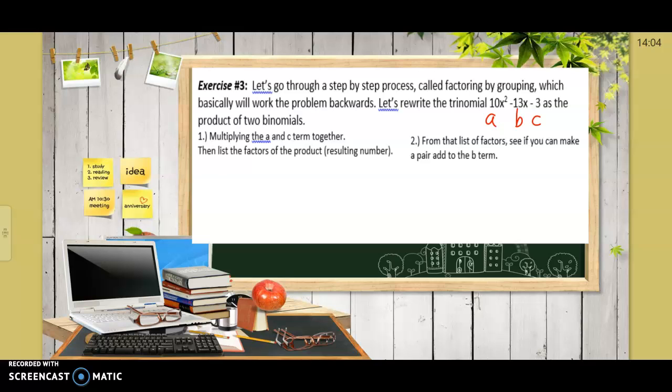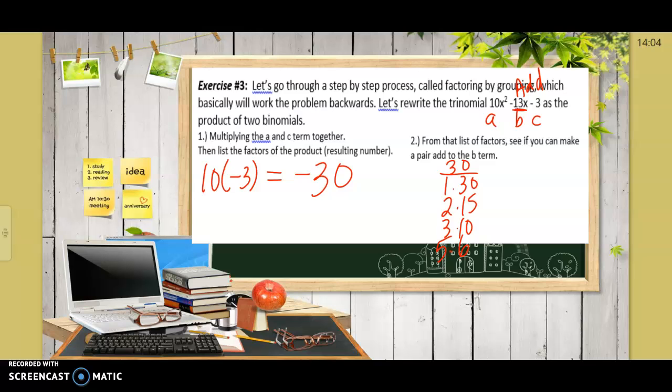So this would be 10 times negative 3, which is negative 30. Okay? So there's the number that you're going to have to factor. So we're going to factor 30. These get obviously a little bit bigger. So 1 times 30, 2 times 15, 3 times 10, 5 times 6. Same thing. We want to figure out the pair that will add to this middle number.